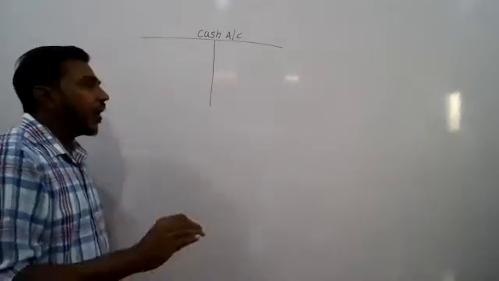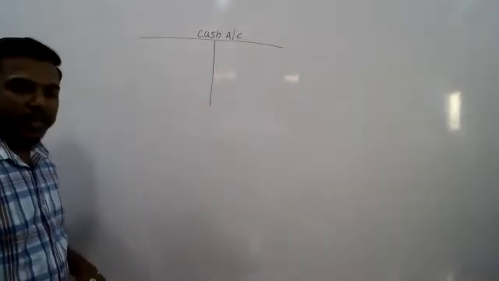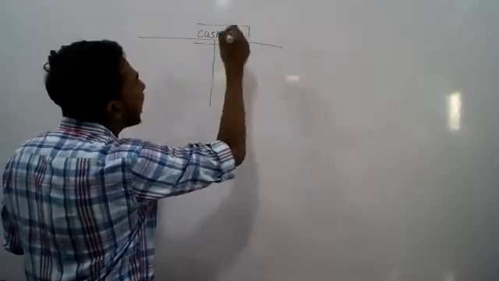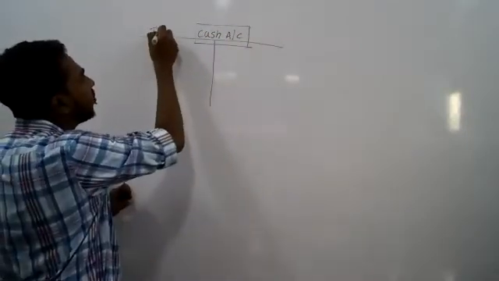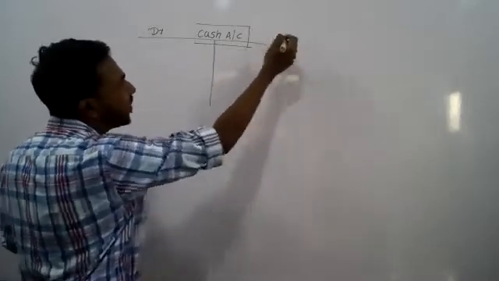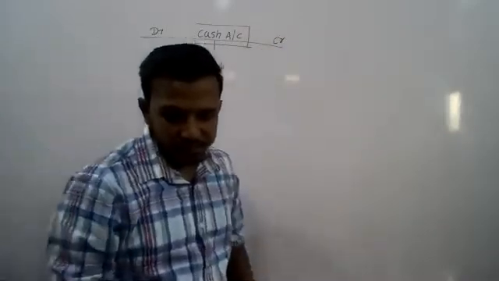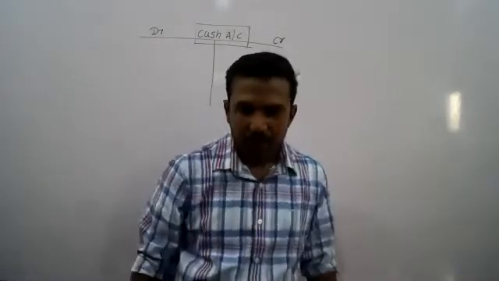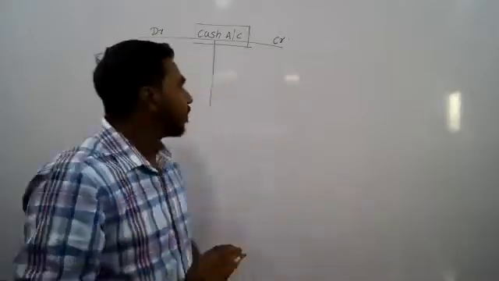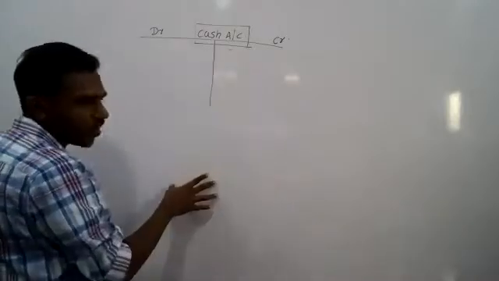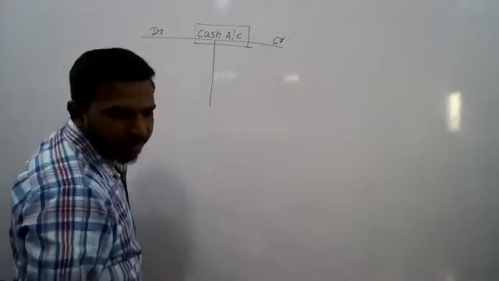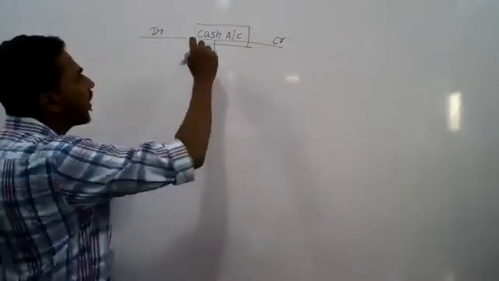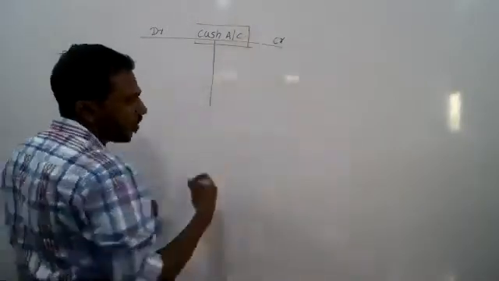Now, this is your cash account, a cash ledger account. This side, you all know, is debit, and the other side is credit. Most importantly, keep in mind that we just keep the cash in our bank current account.